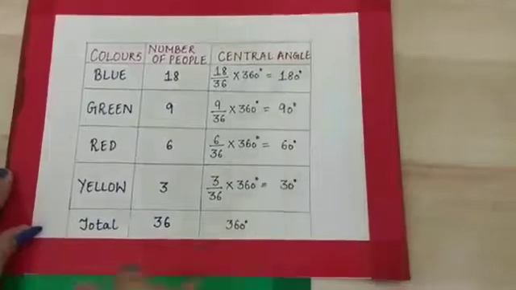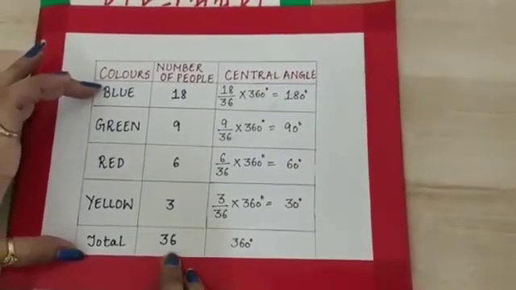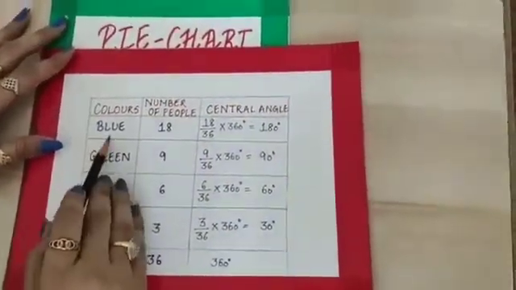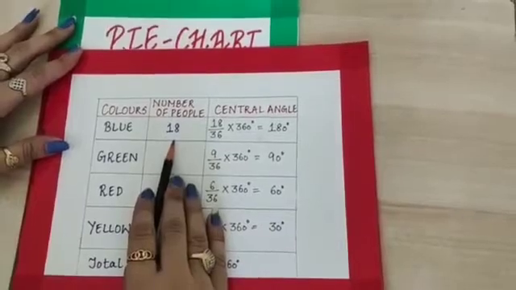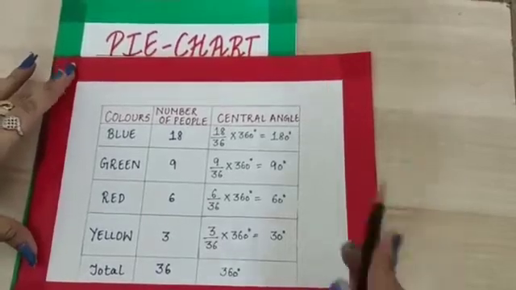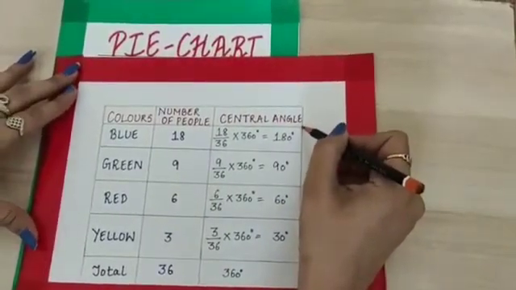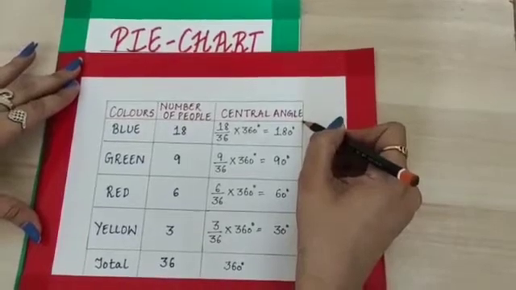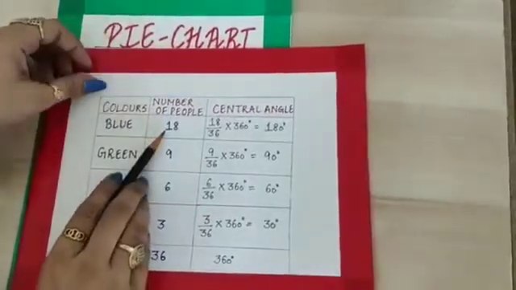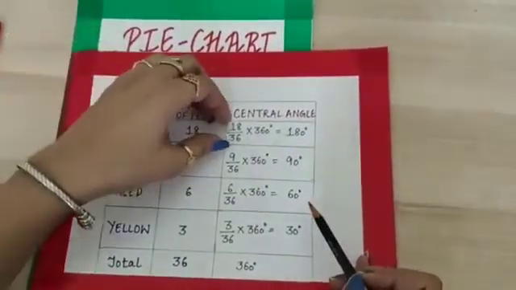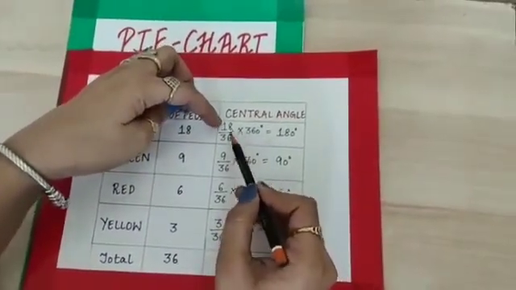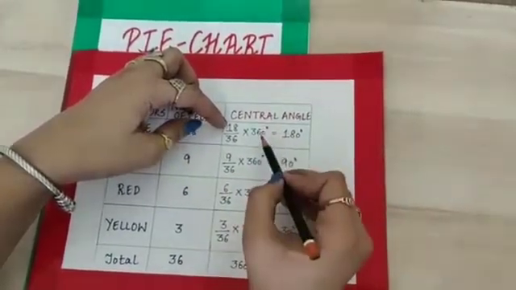These are the favorite colors of some people, like we have already taken in the previous one. Blue color is liked by 18 people. As we have to draw the pie chart in a circle, we should know about the central angle. For finding the central angle, first we have to find the fraction: the number of people upon the total number of people. See, 18 upon 36, the total strength, multiplied by 360.